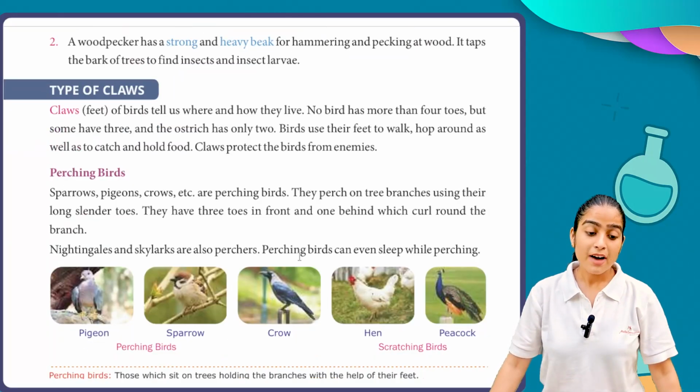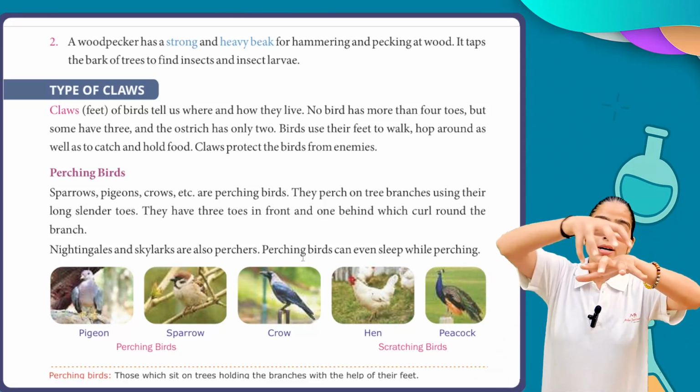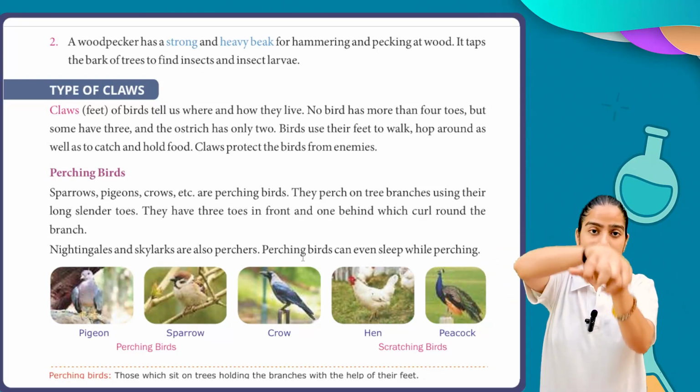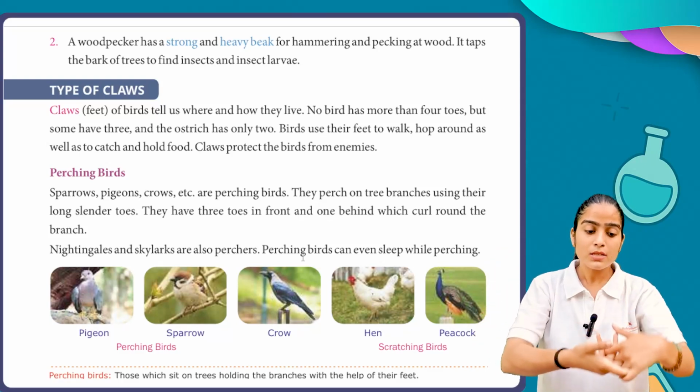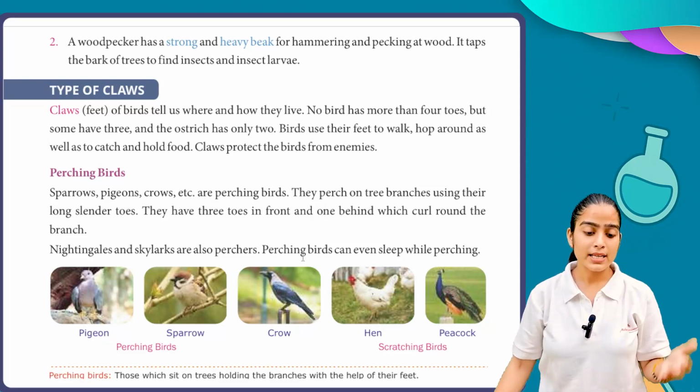First we have perching birds. This is the stem of a tree, and they grab it with their feet like this, so they cannot move left or right, and they have great balance. These kinds of birds are referred to as perching birds. Sparrows, pigeons, crows, etc. are perching birds.